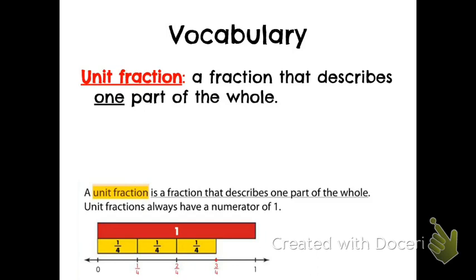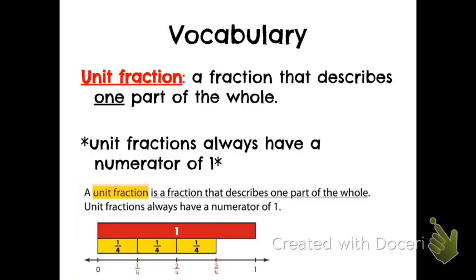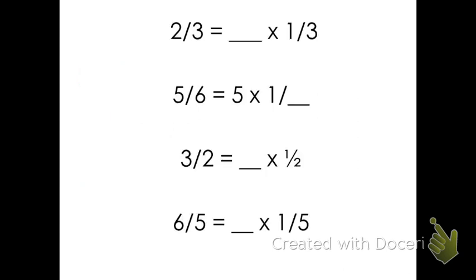A unit fraction is a fraction that describes one part of the whole. Unit fractions always have a numerator of 1. So looking at this bar we have down here, just like we were looking at what we just drew, my one whole would be 4/4, but each part is a unit fraction, so one piece of that whole.